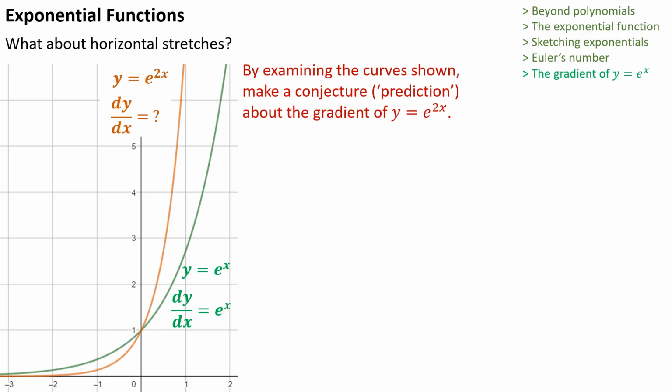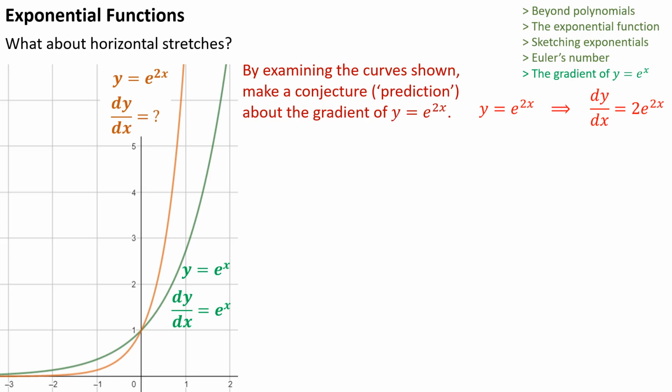Okay, I'm going to tell you the answer. The actual answer is dy by dx equals 2e to the 2x. In other words, two different things have happened to the gradient function. E to the x turning into e to the 2x represents a horizontal stretch, and as you might expect, the gradient function also has that horizontal stretch.